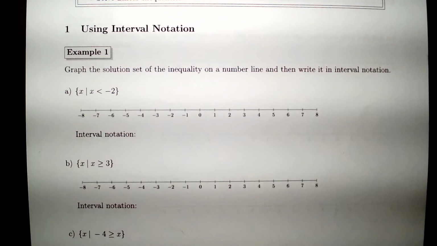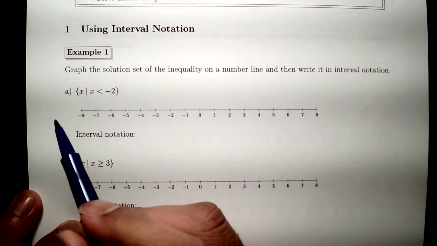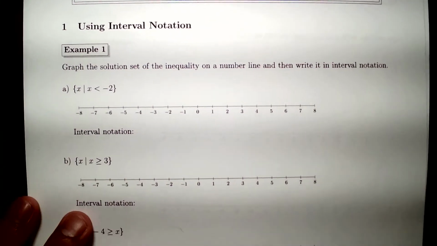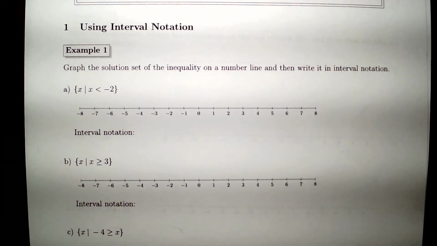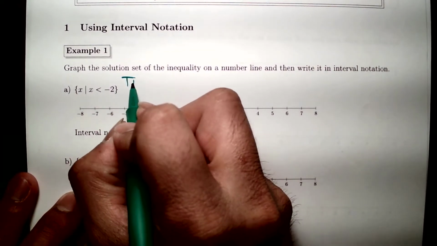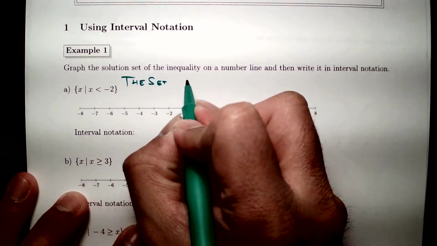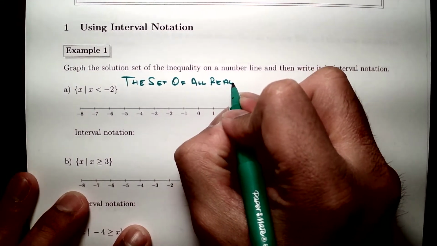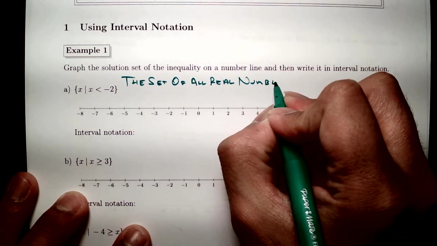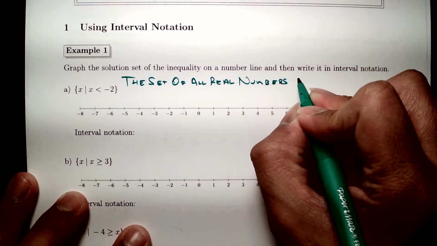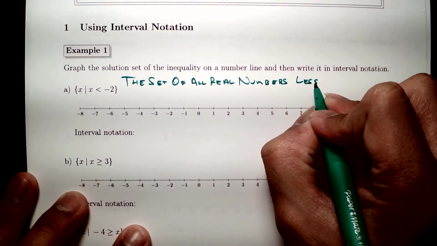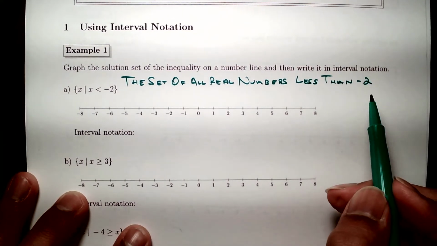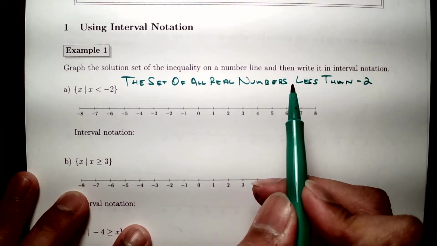Alright, so here in this case we need to know how to read this expression. So let me use a different color for that purpose. We use green, so this means the set of all real numbers less than -2. Okay, so like which numbers, like -3, -4, -5, etc.